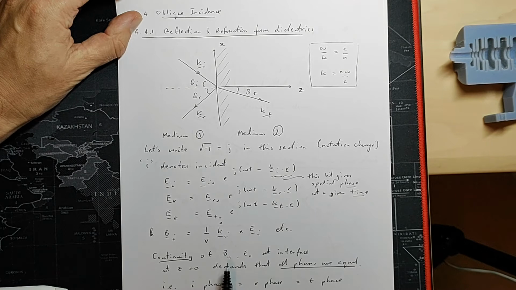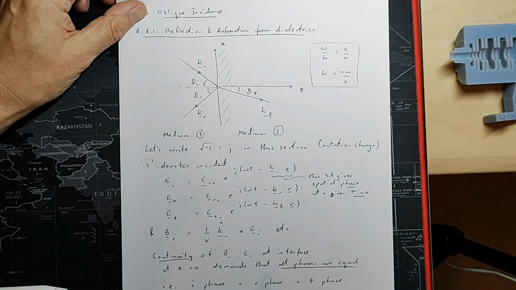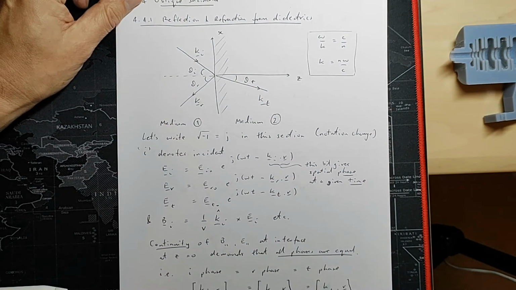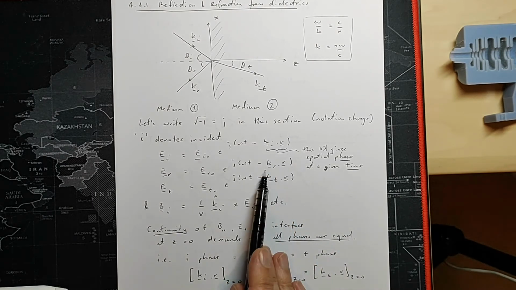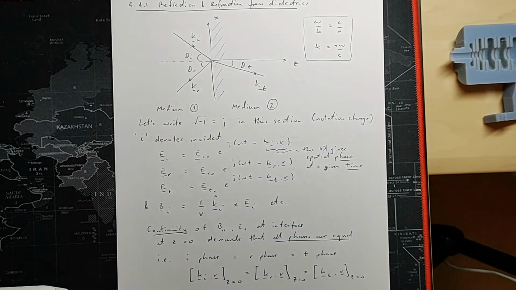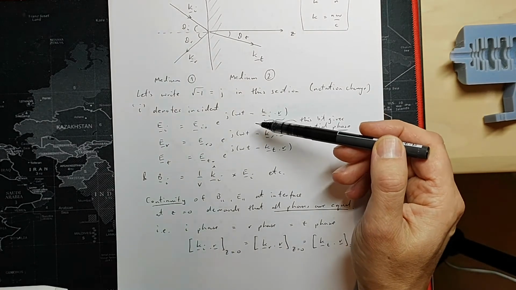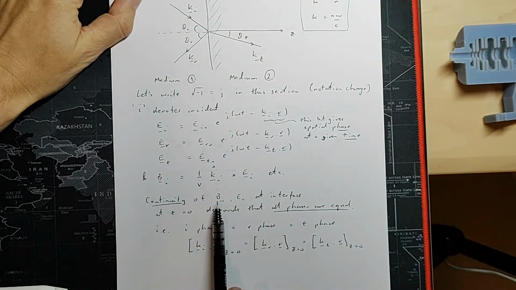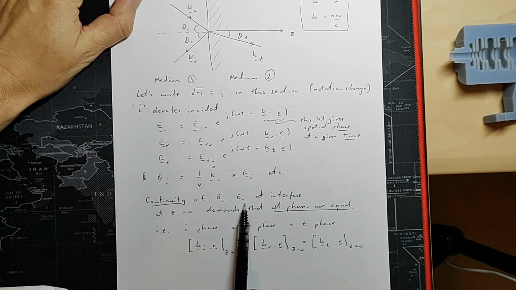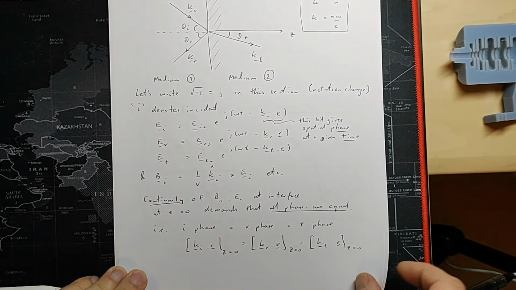So the continuity of the B parallel and E parallel parts of the field at this boundary demands that all the phases are equal. So at the boundary, ki dot r, kr dot r, and kt dot r are all equal to each other, because if they were not, then the electric fields would be out of phase with each other at the boundary. They would not add up correctly. So I can say that ki dot r, kr dot r, and kt dot r at the boundary are equal to each other.